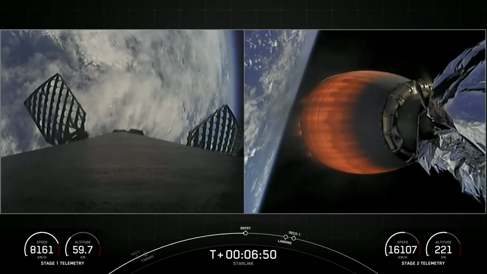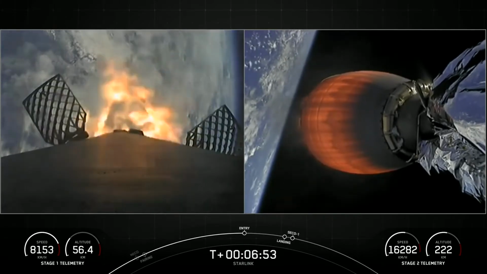Stage 1 FTS is safe. Stage 1 entry burn startup.